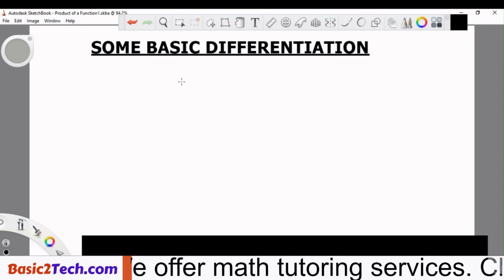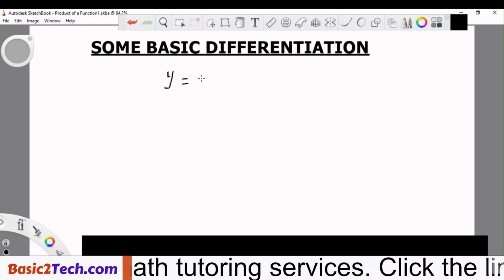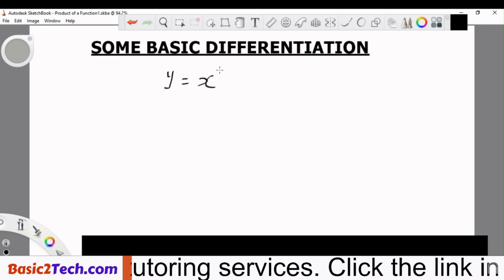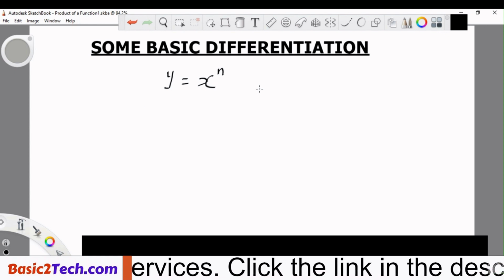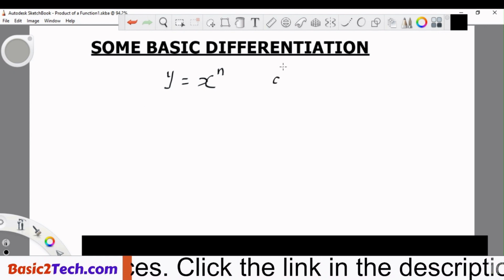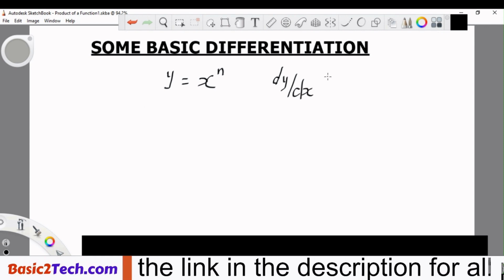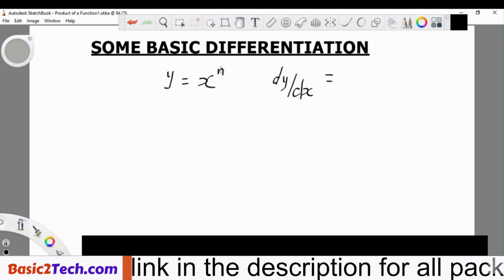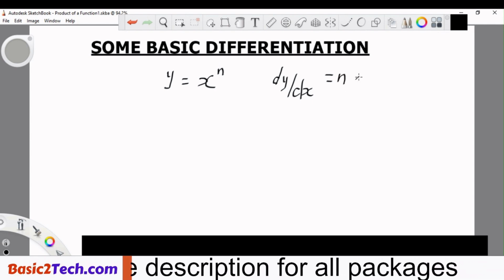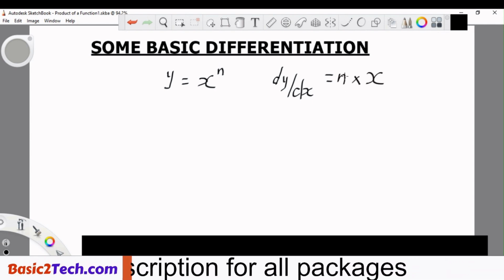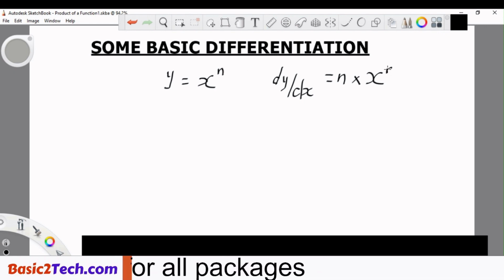Before we continue, let's quickly do a recap of some basic differentiation. We know that when we have, for example, y is equal to x to the power n, the formula for differentiation with respect to x is dy over dx is equal to the power multiplied by the function. So we have n times x, then we subtract 1 from n, which is the power. So we have n minus 1.